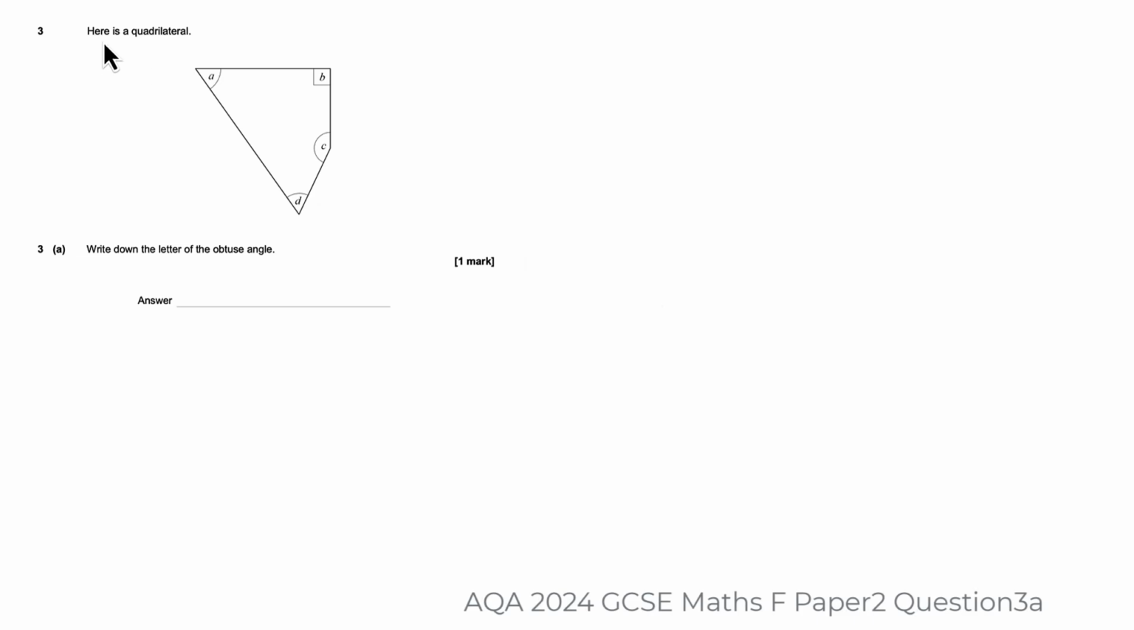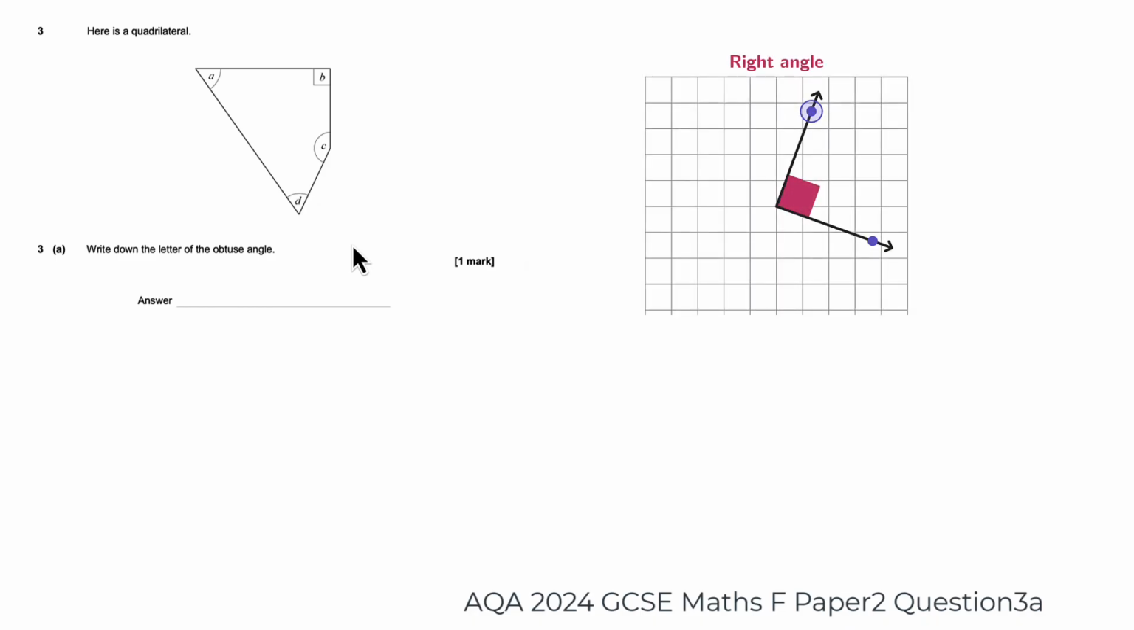So here we have question 3, and we're shown a picture of a quadrilateral. All the angles are labelled A, B, C and D. And in part A of the question, we're asked to write down the letter of the obtuse angle. Now, before we choose one, let's remind ourselves what an obtuse angle is.